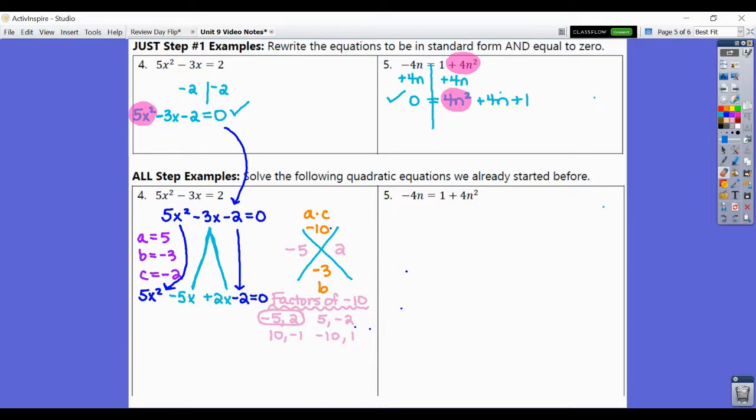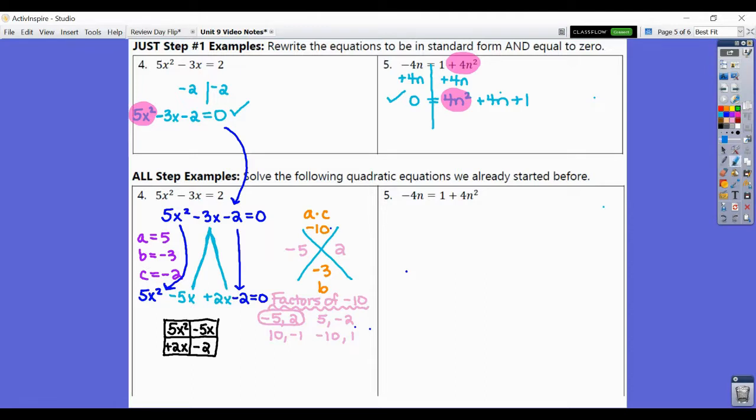Now we go ahead and do the box method to solve and get our two parentheses for factoring out this equation. 5x squared goes in the first box, then -5x, then 2x, that's positive, and then -2.